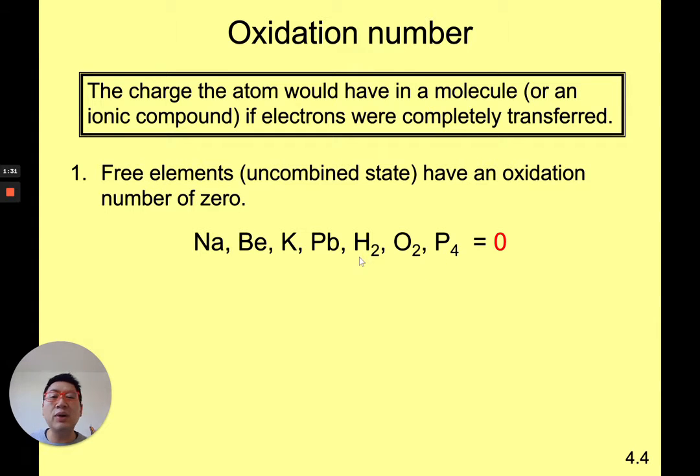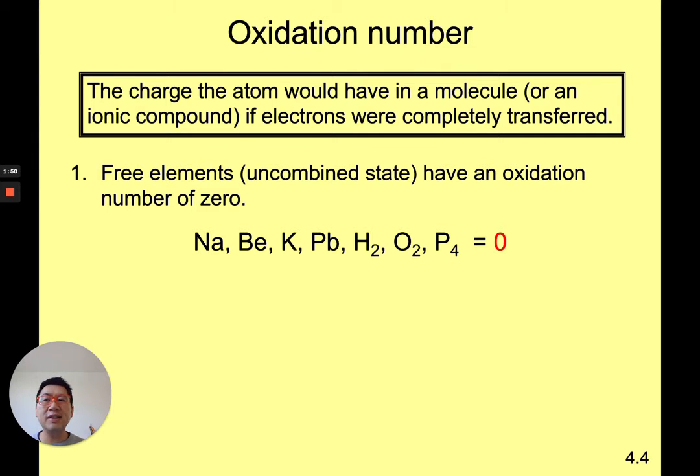If it's H2O, then that's different. That's not a free element. But elements by themselves have an oxidation number of 0. So sodium, beryllium, potassium, lead, hydrogen, oxygen, phosphorus here all have oxidation number 0.